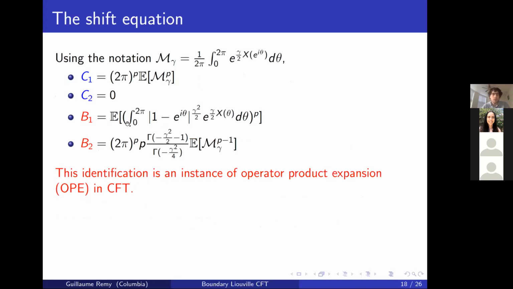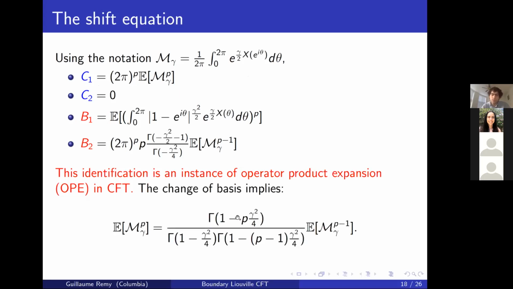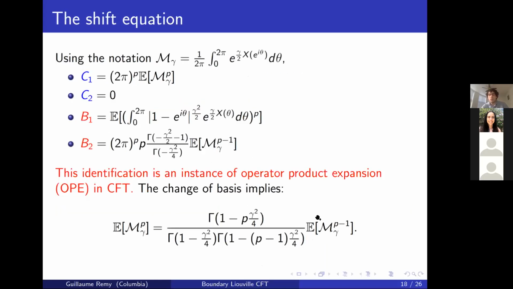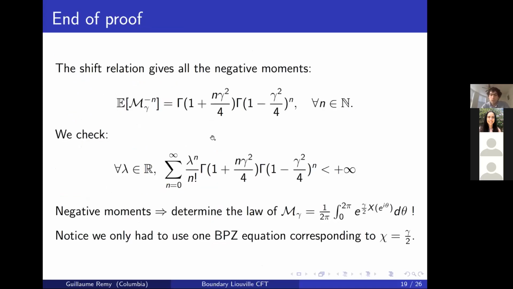I don't have too much time to go into this, but for this mass of GMC we wanted to compute, you find that the blue constant C1 is just the moment P, and up to another explicit function, the constant B2 is the moment P minus 1. The change of basis then gives you a relation between the two, which corresponds exactly to the formula we were looking for. If you relate the moment P and the moment P minus 1, you now have all the negative moments, and you can check that these moments determine the law. So this completes the proof of the simplest formula, which gives the law of the total mass of the GMC measure on the unit circle.